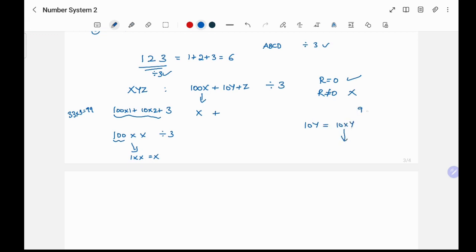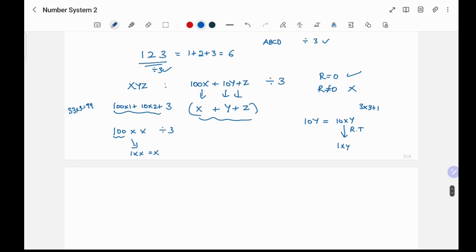But 10 is nothing but 3 into 3 plus 1. So by remainder theorem, this is the same as 1 into y plus z. So from the original number, we have now come to the sum of the digits. This is the same even for the higher orders.